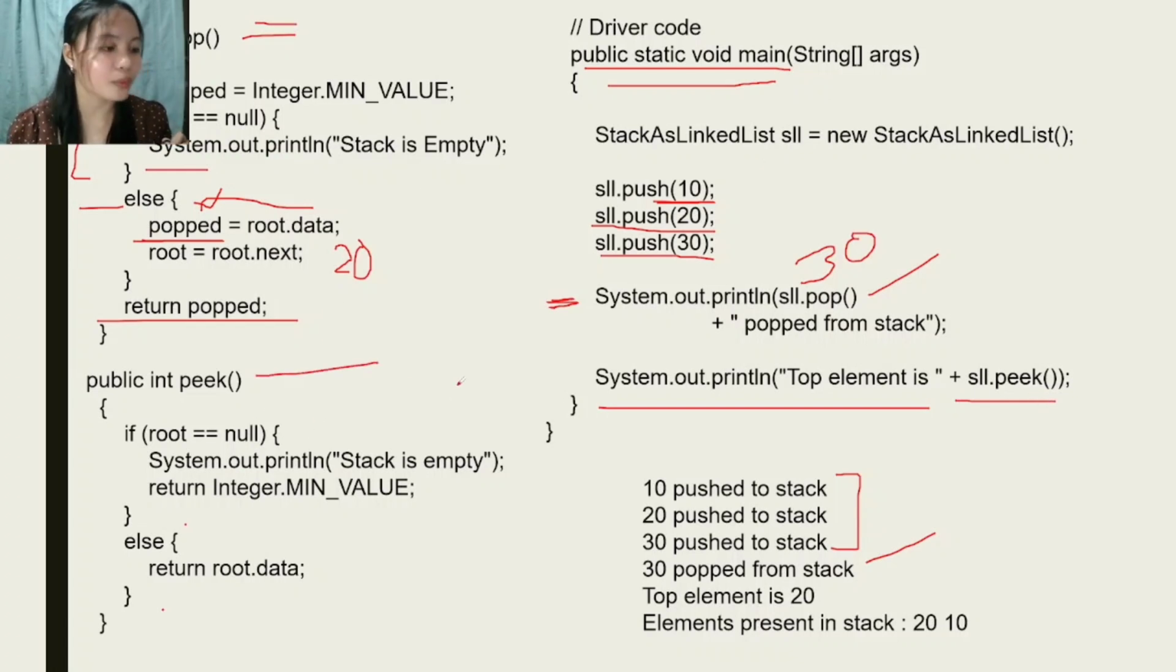Again, peek will return the top value of our stock. So first we will check if the root is equal to null. Since the root is not equal to null, because our root is 20, we will not perform these operations. Rather, we will perform this one. We will proceed to else. So return root.data. So 20 will be returned. So the top element is 20. Okay, so that's it.